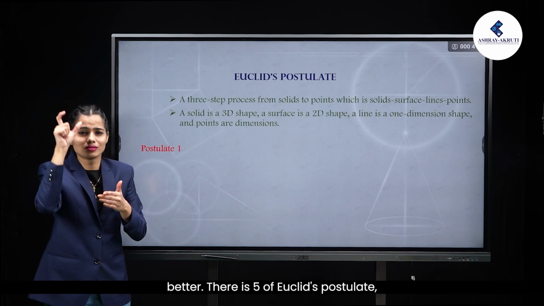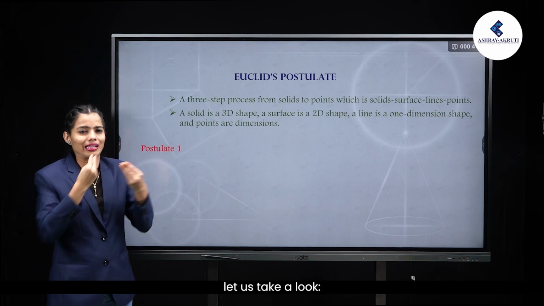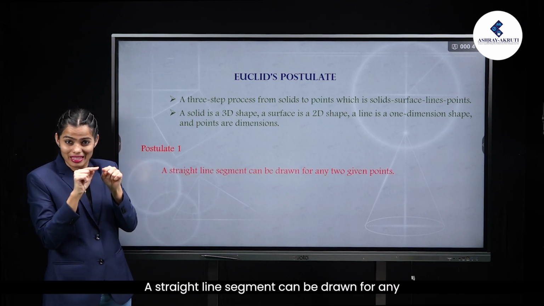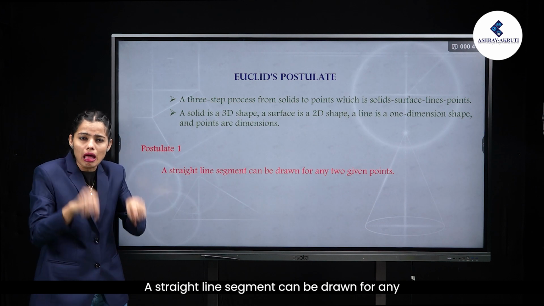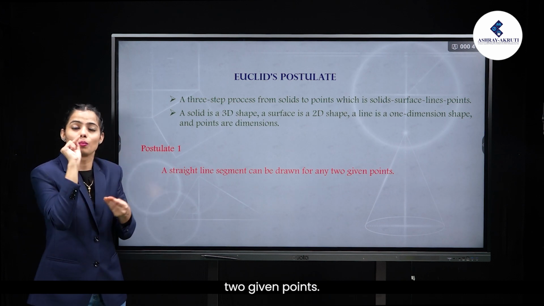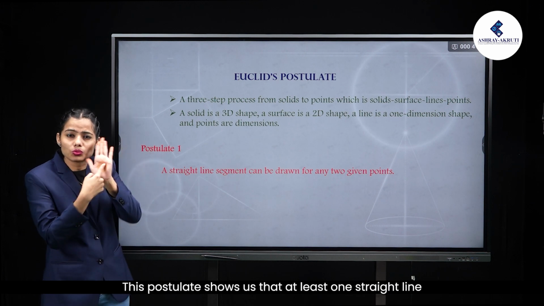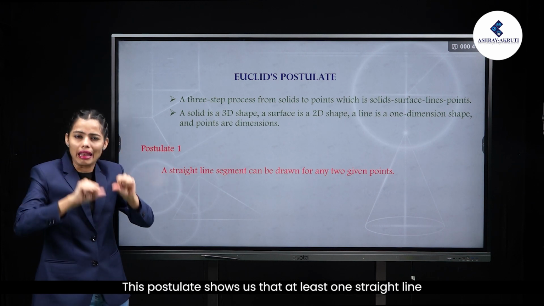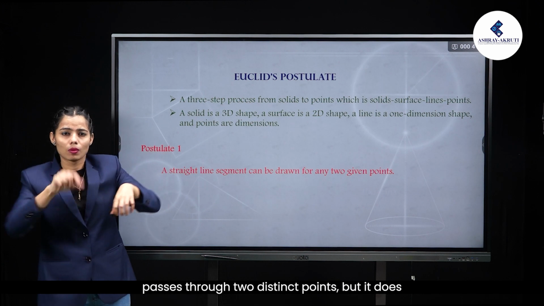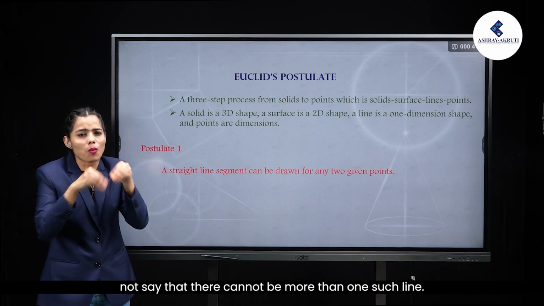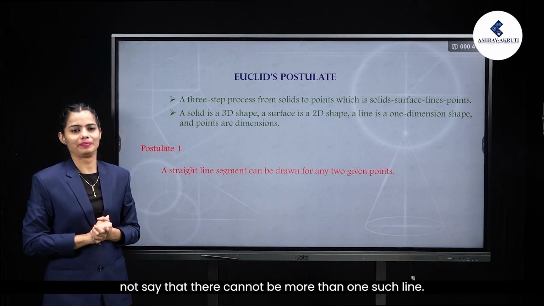There are 5 of Euclid's postulates. Let us take a look. Postulate 1. A straight line segment can be drawn for any two given points. This postulate shows us that at least one straight line passes through two distinct points, but it does not say that there cannot be more than one such line.